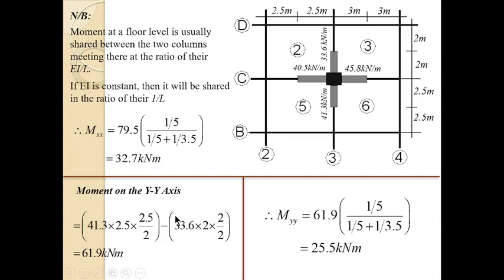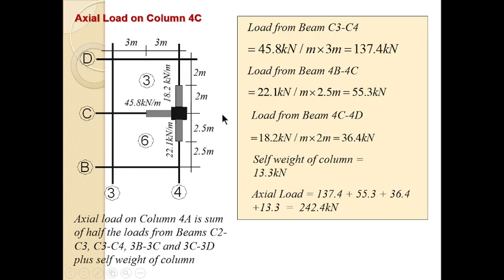Minus, you do the same thing at the other side. When you find out, it is 61.9. And for the moment MYY, the moment at the ground floor level that we are looking for, you multiply it by the ratio of their 1 over L, which is the same thing we did here. That gives us 25.5 kilonewton meters. And with that, we have come to the end of exercise 1.